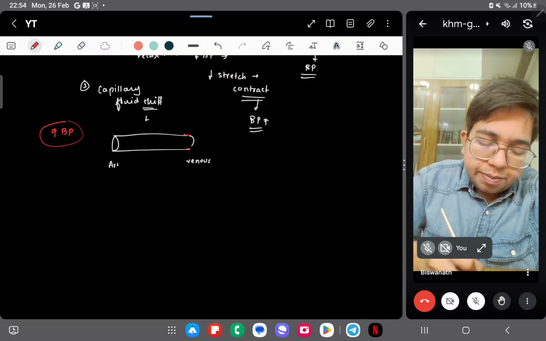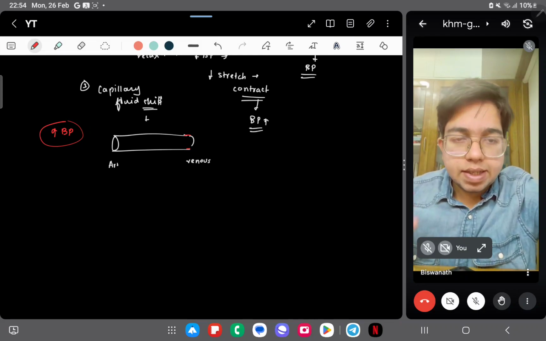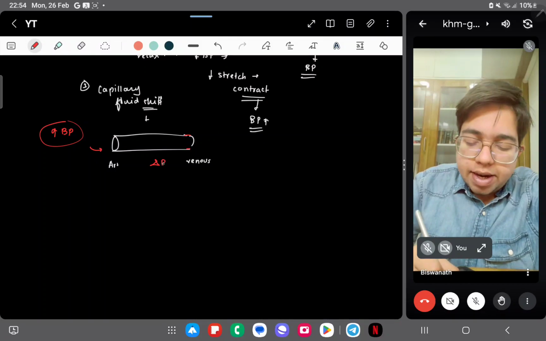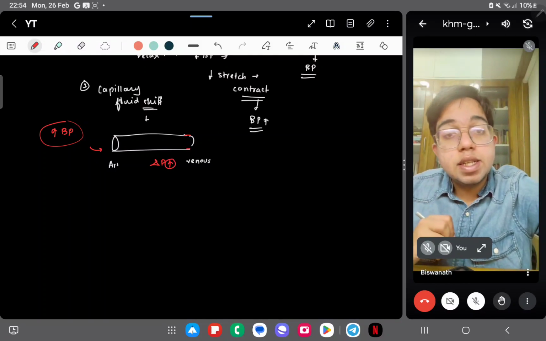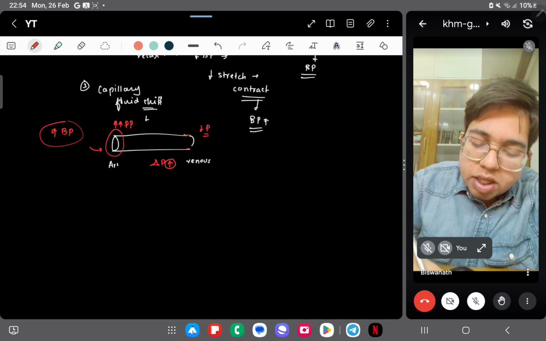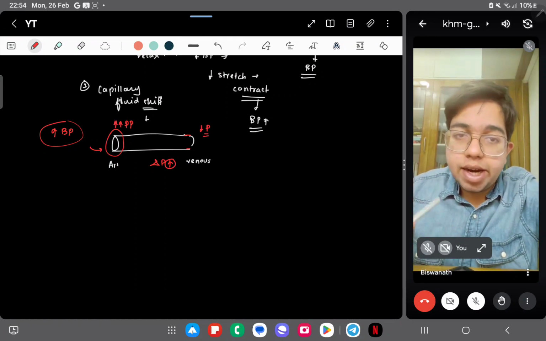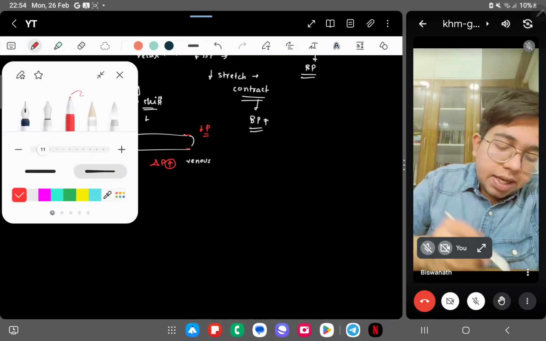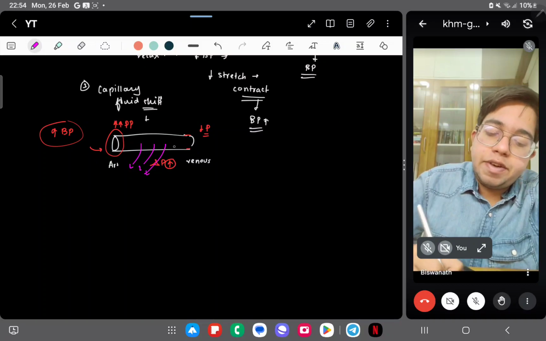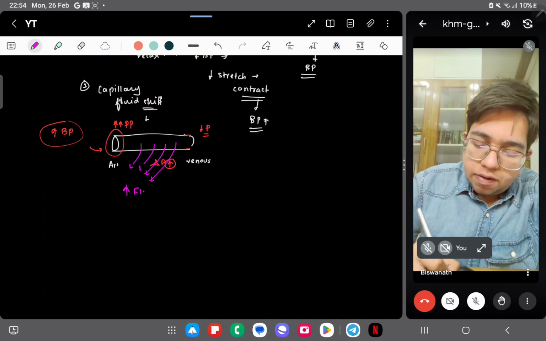Increased BP. Let's say there is increased BP. There is increased pressure on the capillary. The pressure gradient is increased, meaning there is an increase in pressure at the arterial end and decreased pressure at the venous end. If there is an increase in pressure gradient, there will be increased fluid shifting out like this. Increased fluid shift.